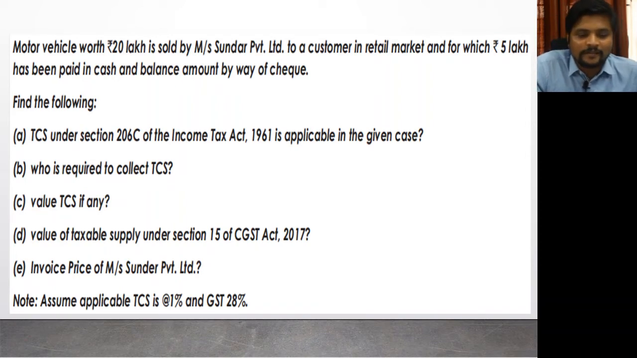Next, the invoice price of Sundar Private Limited. What will be the invoice price? You can compute the total invoice, that is 20 lakh rupees, then the applicable GST rate, then the TCS amount. Everything has to be computed. They say to assume applicable TCS is 1% and GST is 28%. So you compute 28% on 20 lakh rupees that has to be charged. Then 1% has to be computed. The 1% also should not include the 28%. It should be calculated purely on the 20 lakh rupees. So this question is answered in this way.